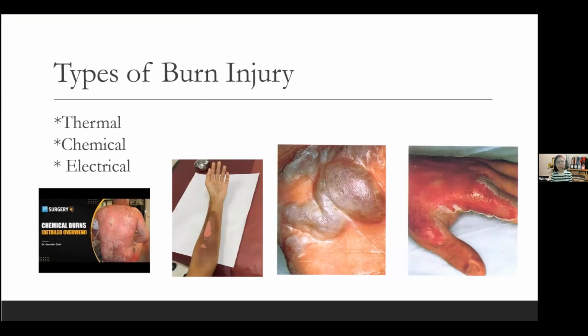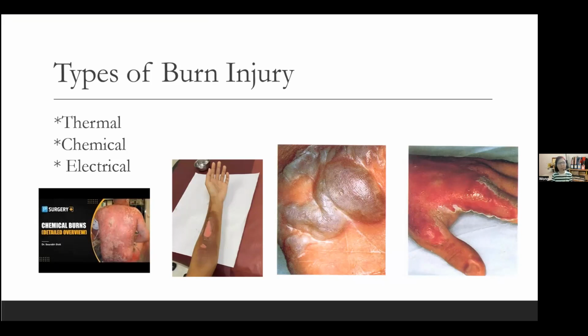Another type of acute wound is the burn wound, burn injury. You may not see it very often unless you are working in outpatient or sometimes in the burn ward or plastic wards. Burns can be caused by thermal, chemical, or electrical sources. Thermal can be a hot object, hot fluid or water, or even sometimes sunlight. Sunlight can also be one of the sources of thermal burn.